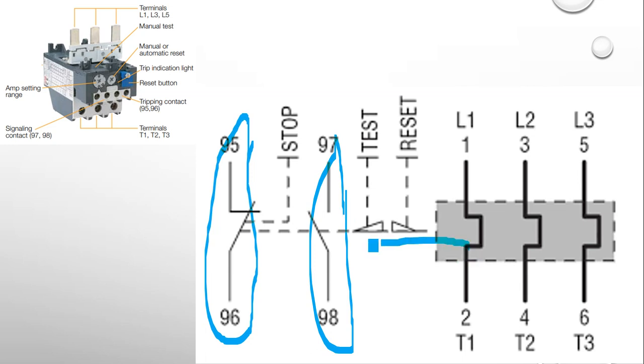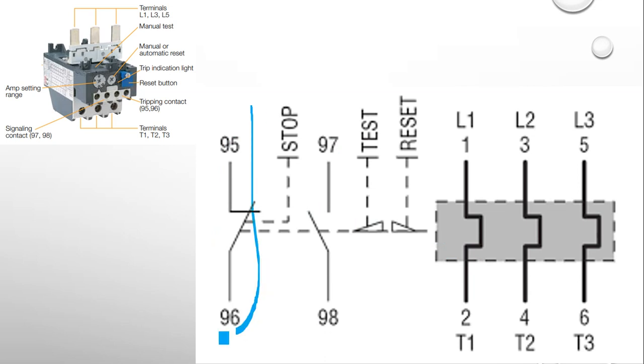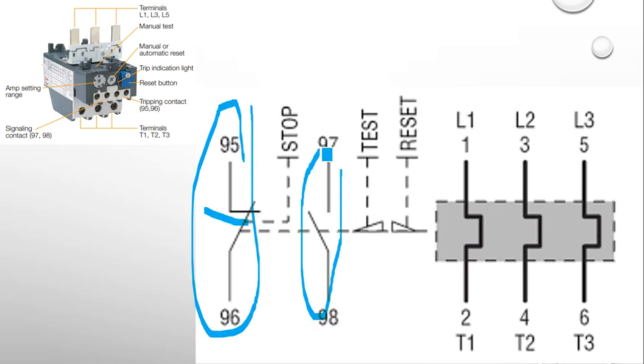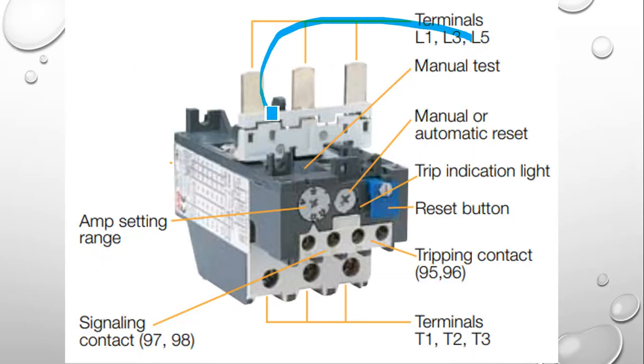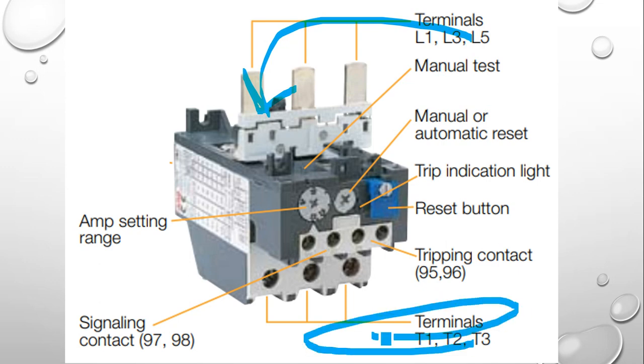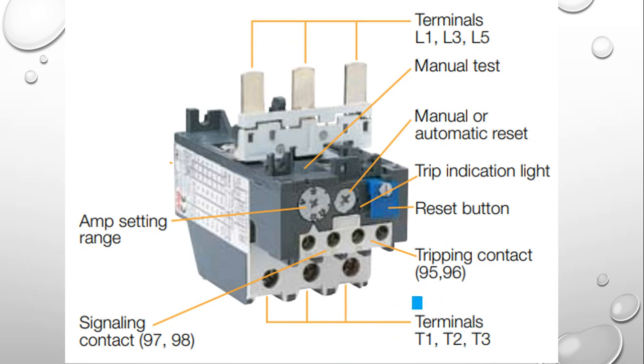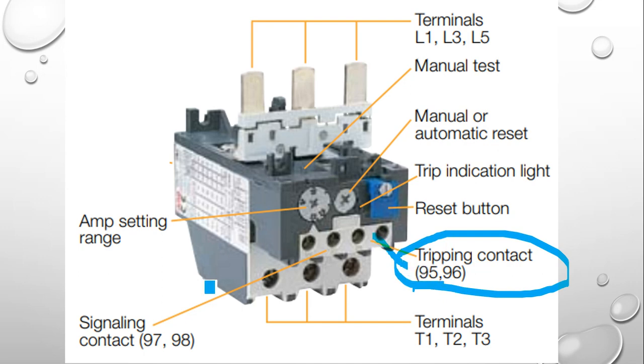When overload is detected, this 95, 96 contact, which is known as the tripping contact, will be opening out, and 97, 98 is the normally open contact. It will be closing due to the overload current. Now this is the picture of this item. We'll be seeing it like this. These are the input terminals, and these are the output terminals T1, T2, T3, and you will be finding the tripping contact here. Tripping contact 95, 96 is to be connected here, and the normally open contact, known as the signaling contact, is available here.